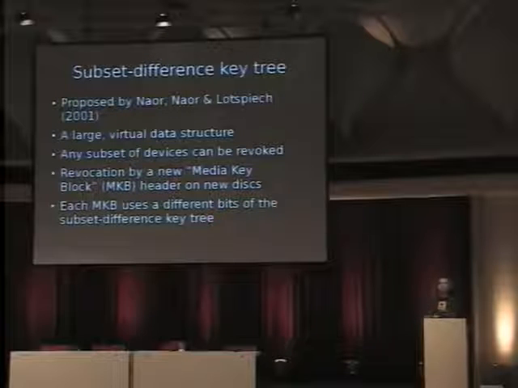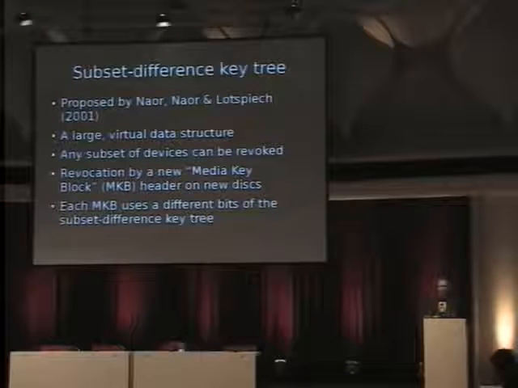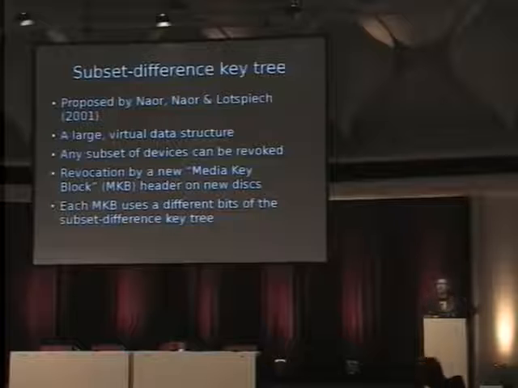And the revocation is affected by using a thing called a media keyblock. It's a header data structure on your disk. So when you get a new disk that's published this year, that's revoked all of the leaked keys from last year, it will be updated to ensure that only the people who haven't been revoked can play the new disk. So you can always play old disks with old leaked keys, up to some things that I'll talk about later. And every media key block, MKB, uses different parts of this huge tree of keys.